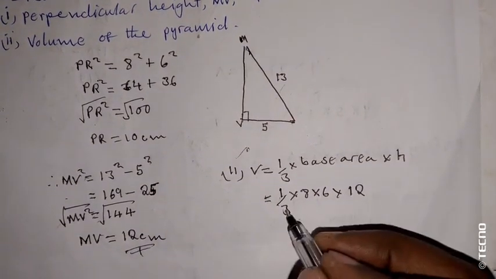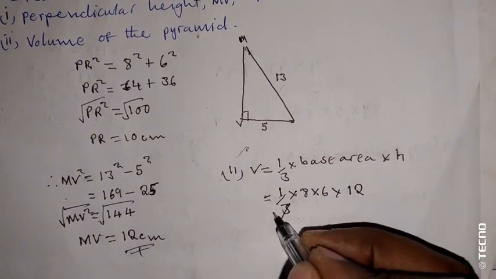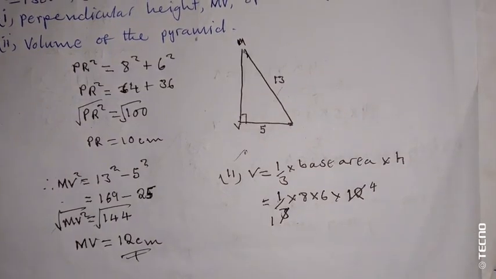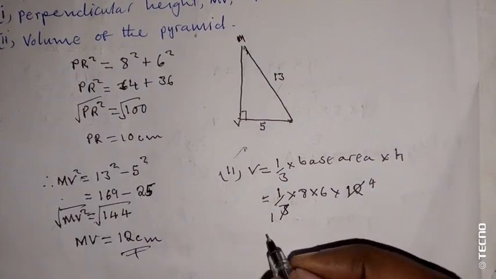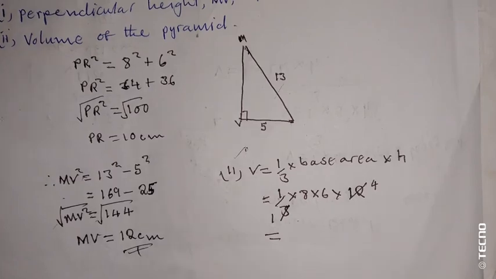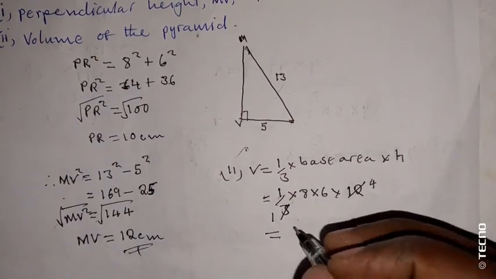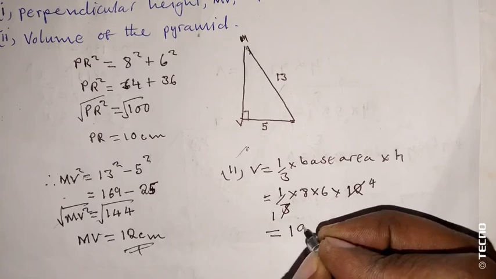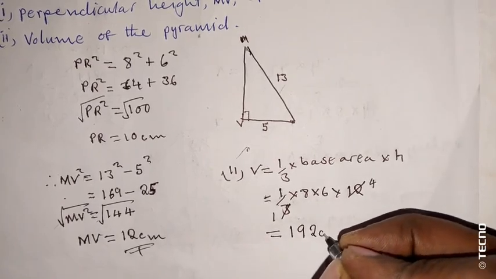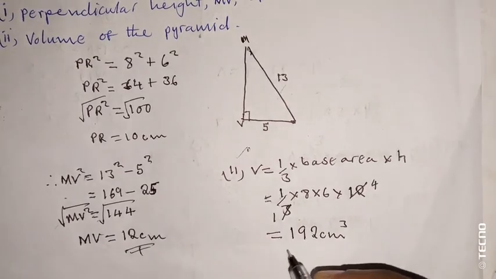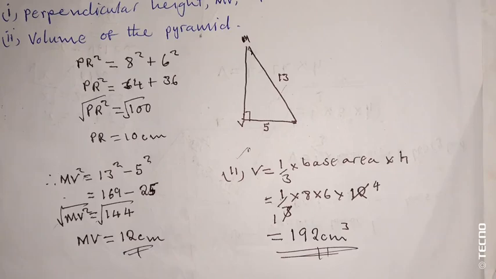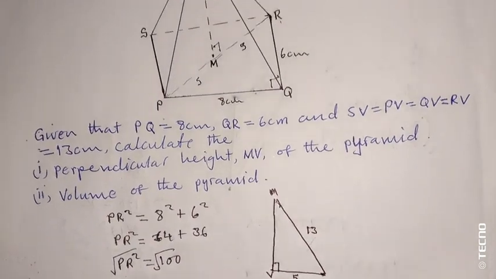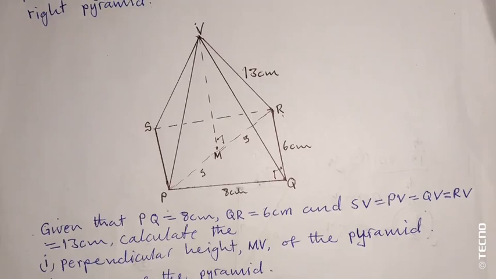So having this, we have 1 over 3, and 3 into 12 is 4. Then we multiply this on the calculator. What will be our volume? Once you compute this on the calculator, the answer that you are going to have is 192 centimeters cubed. So this is how you can calculate the volume and also the height for a question of this nature.